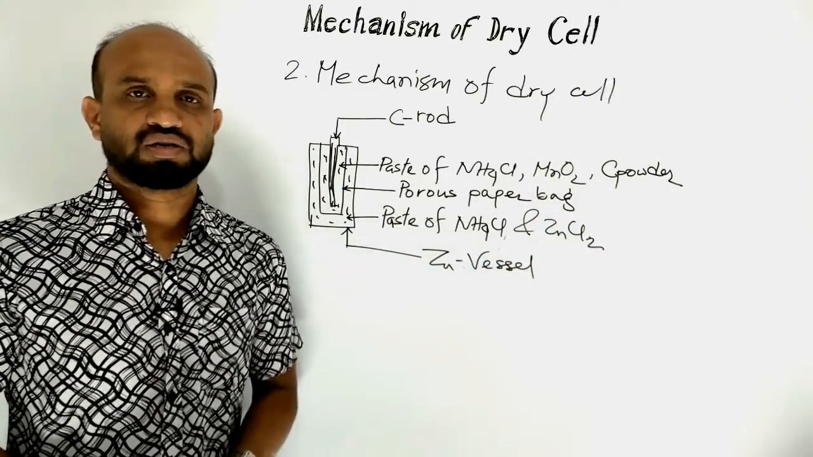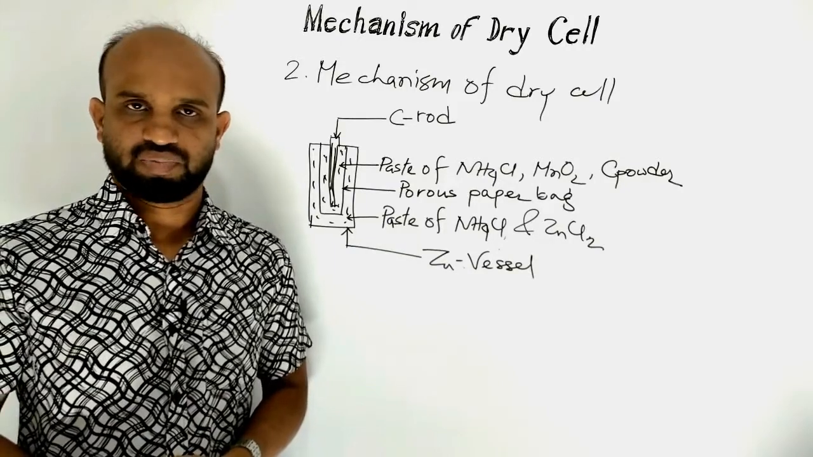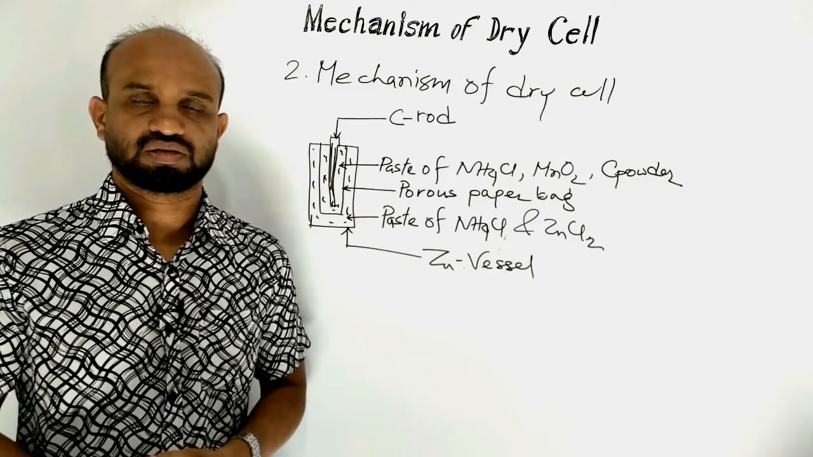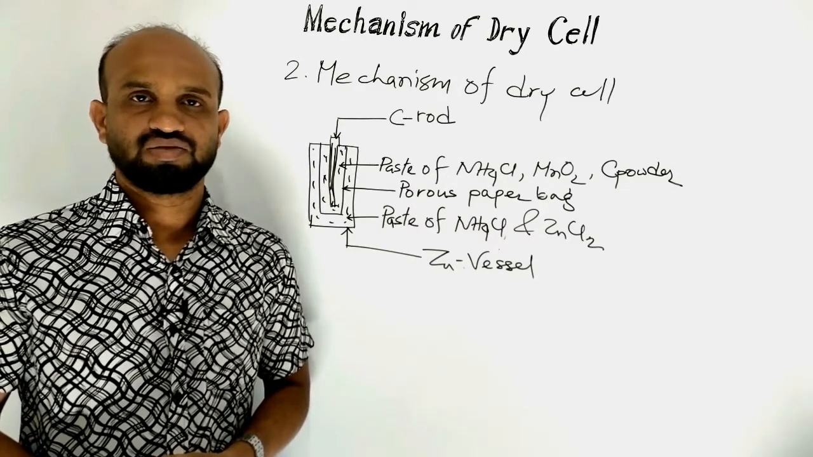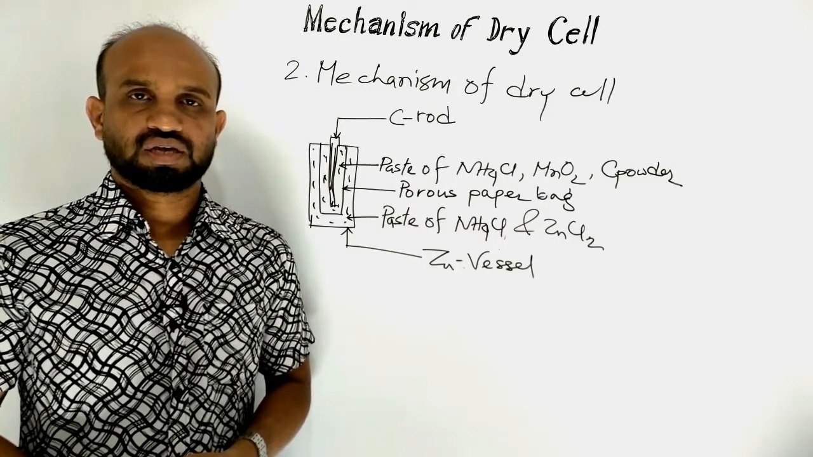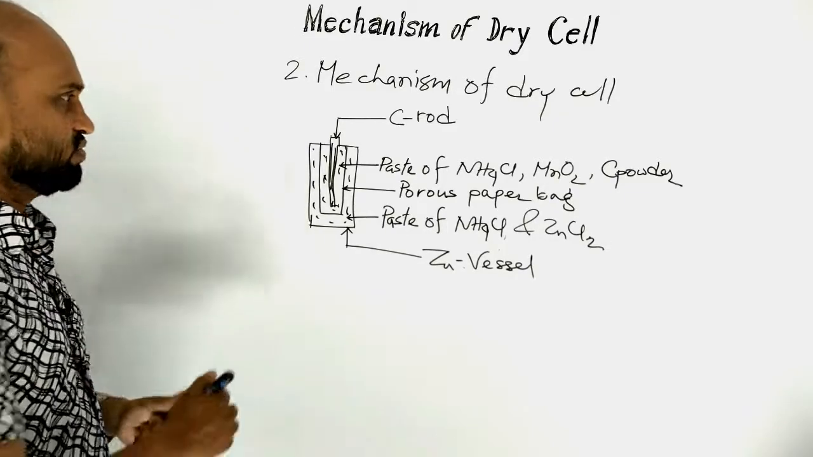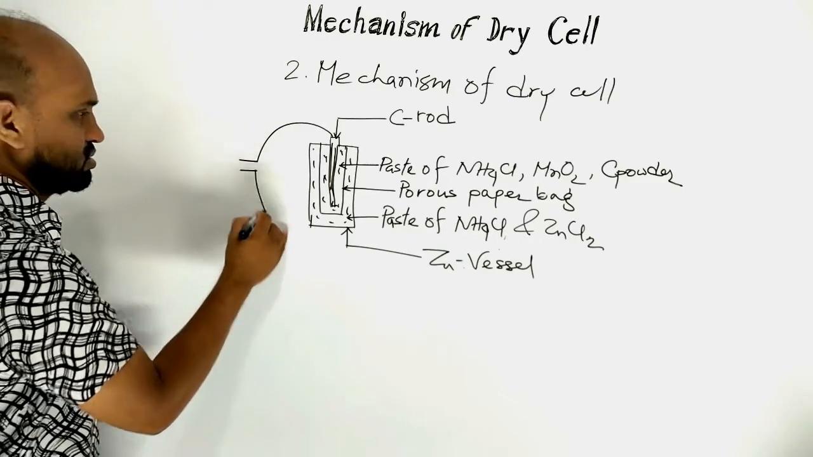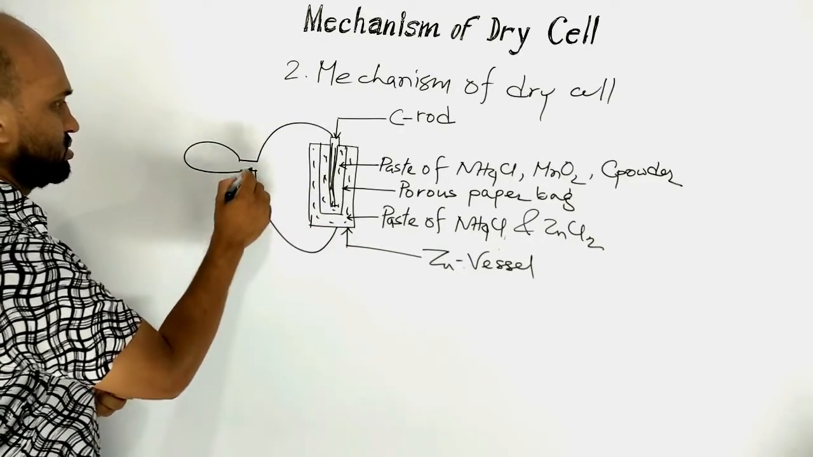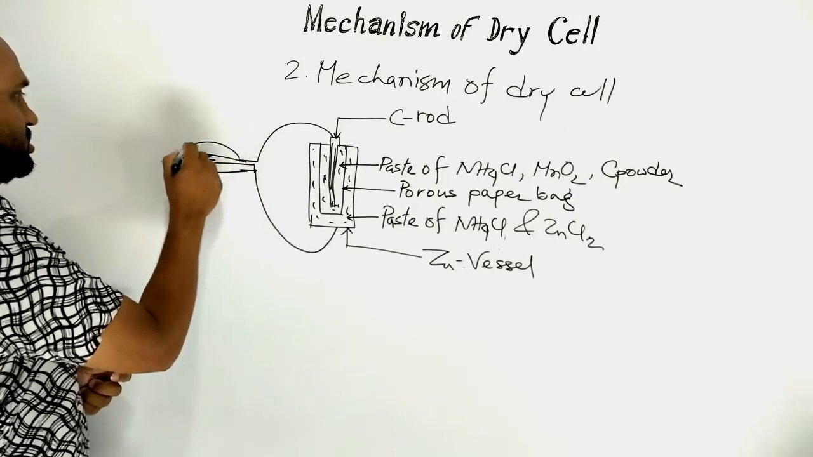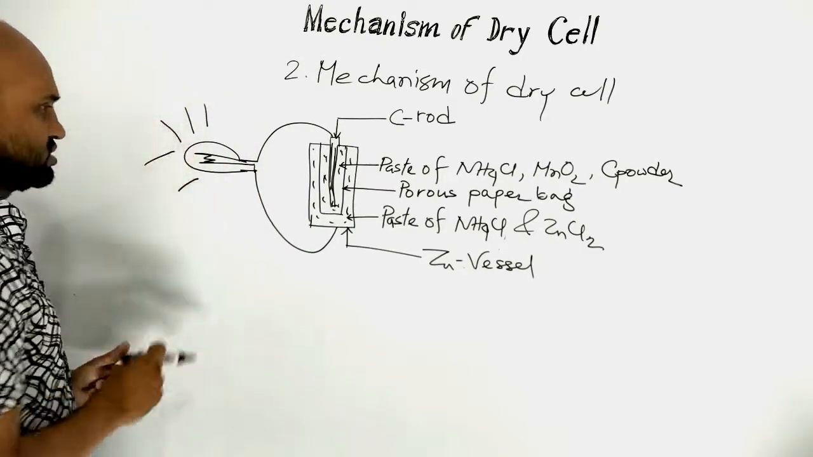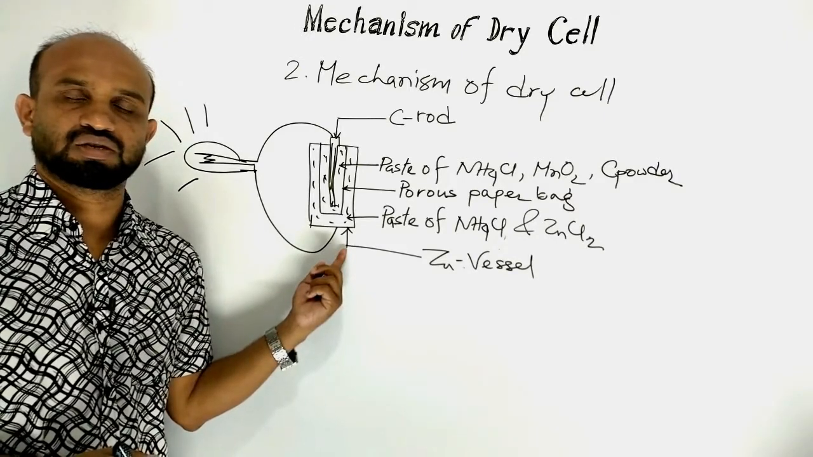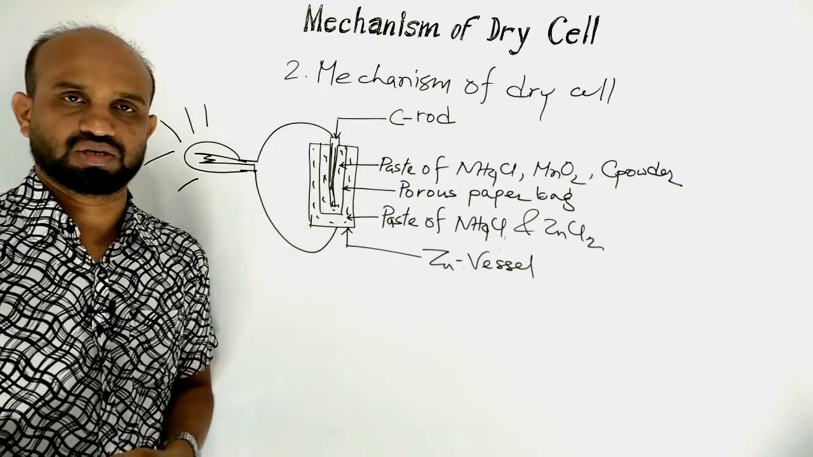Here water is used to make the paste. Sometimes starch is used to make the paste and to gellify the paste. When this cell is connected to a bulb in this way, then this bulb is glowing. Now let's see what is the source from which electrons are produced.